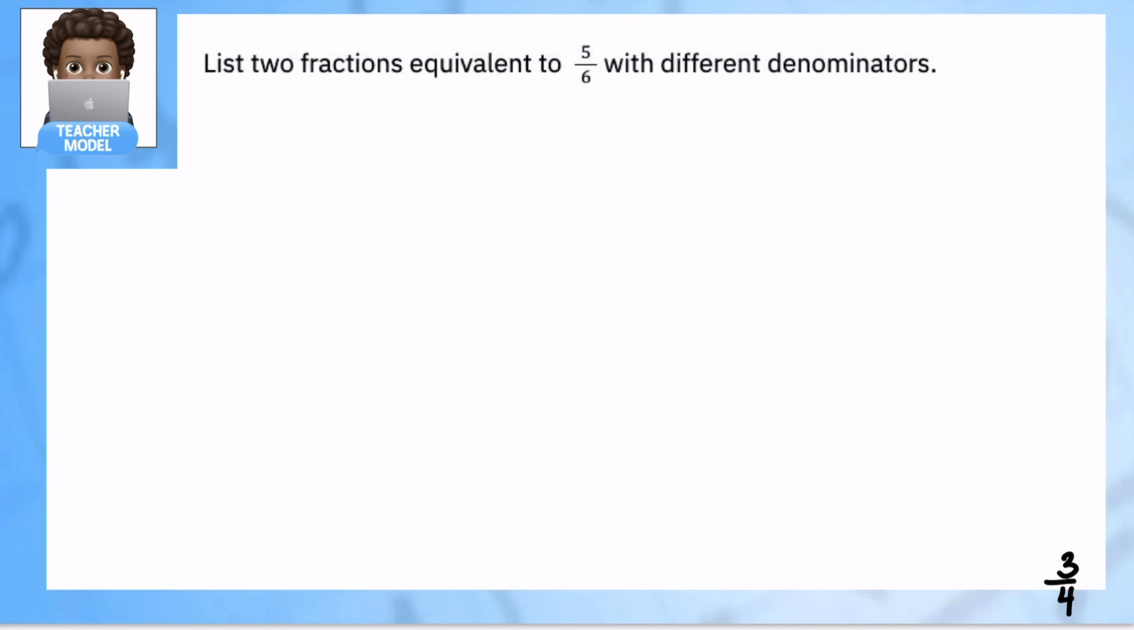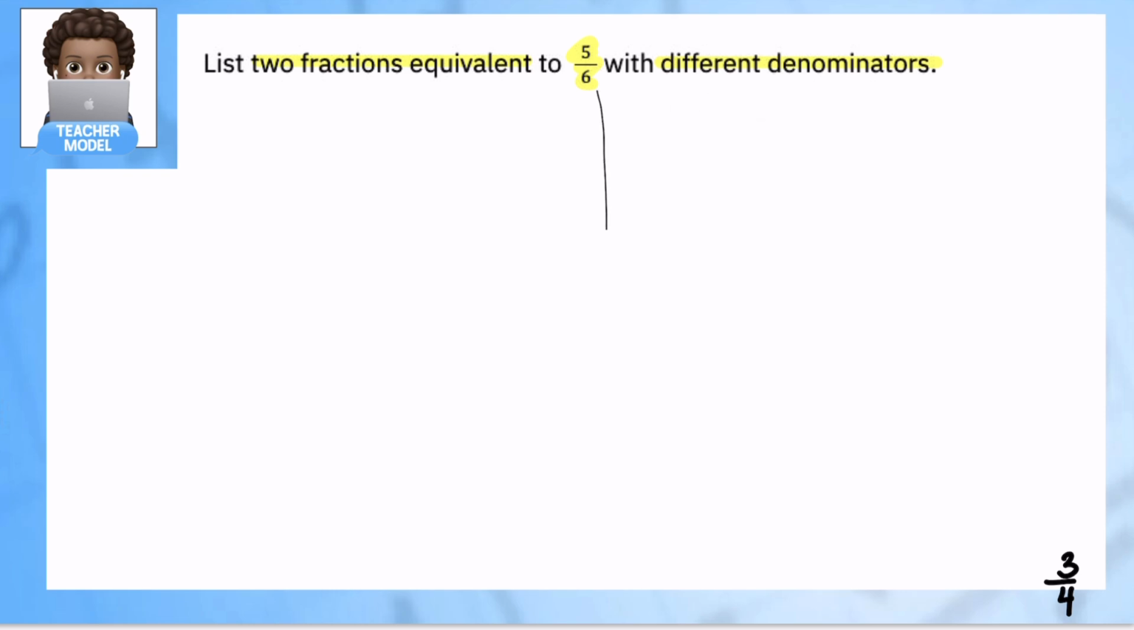Now we're jumping into our guided practice. I want you to try this in either way you want. We're going to list 2 fractions that are equivalent to 5/6 with different denominators. And there are infinite possibilities here. So hit pause and try it out on your own, and then I'm going to give you 2 ways that I do it as well if you're stuck.